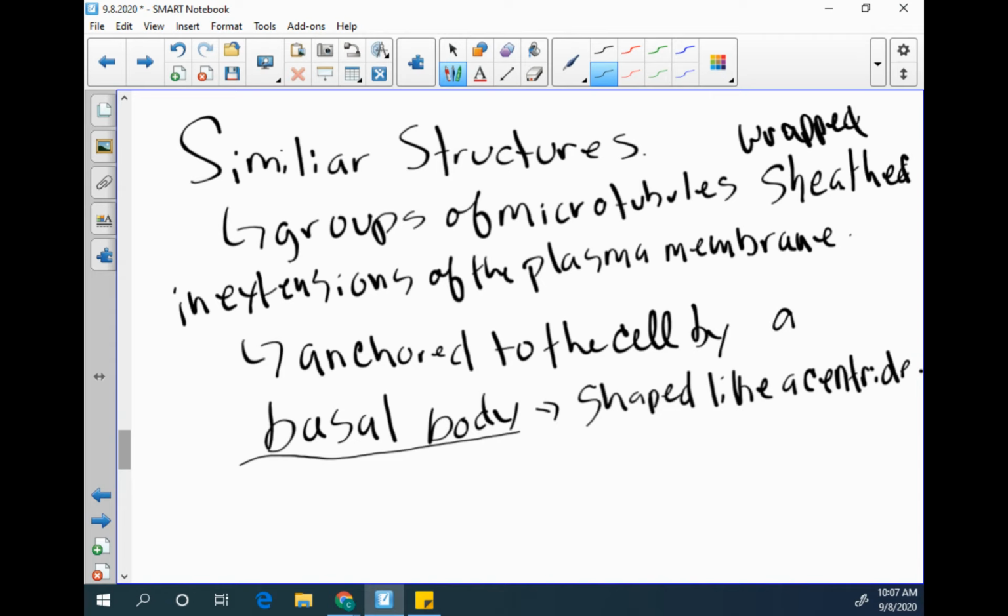In fact, the basal body of a sperm cell, so think about sperm cells, they have that little tail, that basal body where it's connected to the cell, will actually become a centriole in the fertilized egg. Which I think is really cool. Dual purpose.